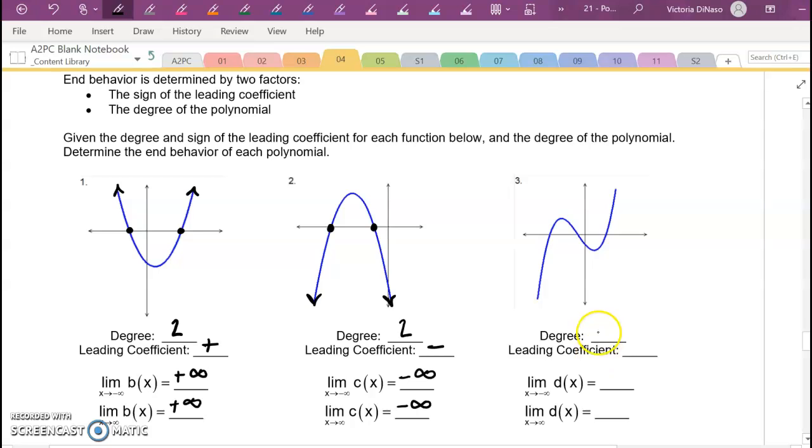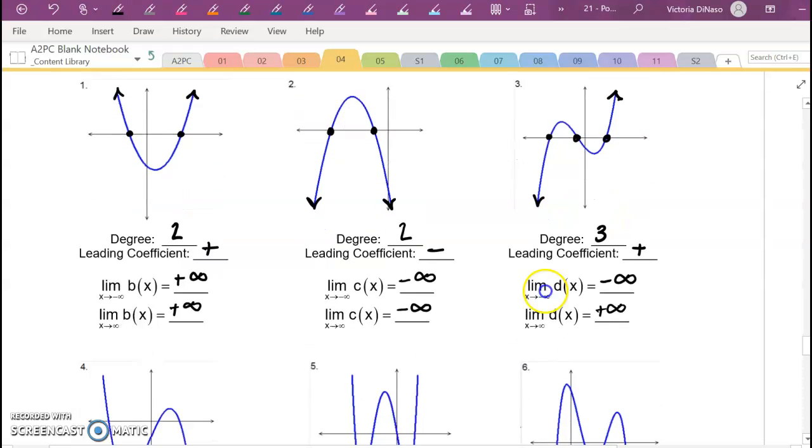So for number 3, I have 1, 2, 3 zeros, which makes my degree 3. For the leading coefficient, I have an up arrow on the end, which makes my leading coefficient positive. Limit of d of x as x approaches negative infinity is going to be negative infinity. And limit of d of x as x approaches positive infinity, we already have that up arrow, and it's positive infinity. So the degree was odd, and we were starting and ending in two opposite directions, and that did have an effect on the end behavior. They were opposite of one another.